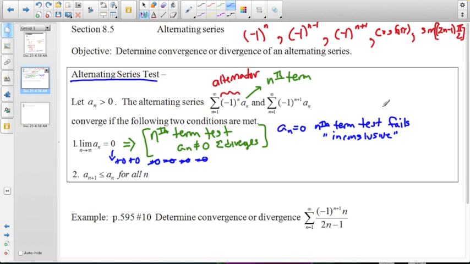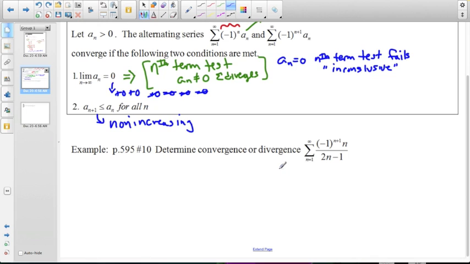If you remember back to when we didn't have alternators, we said we didn't know if it pinched off fast enough. And that gave rise to the integral test and the p-series test. So as long as we have this less than or equal to, which we call non-increasing, so the next value is smaller than or equal to the previous value, then we can go ahead and call the alternating series convergent.